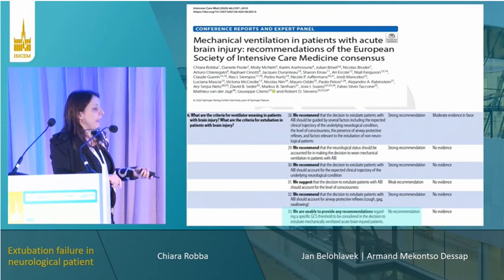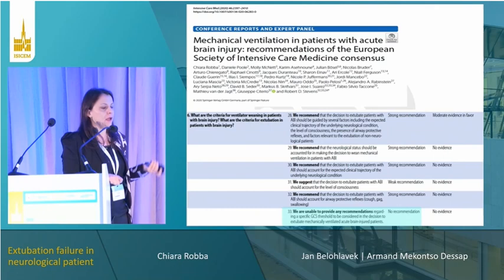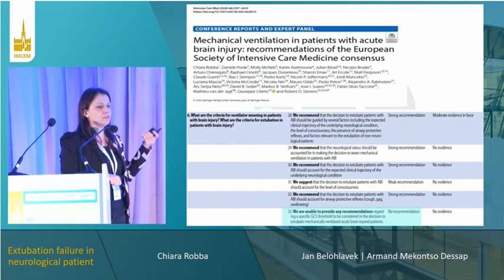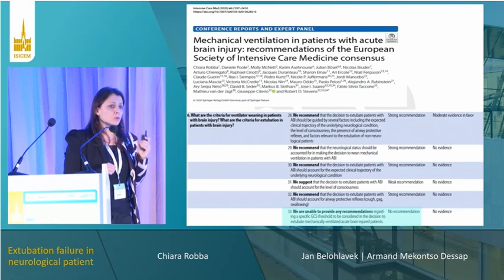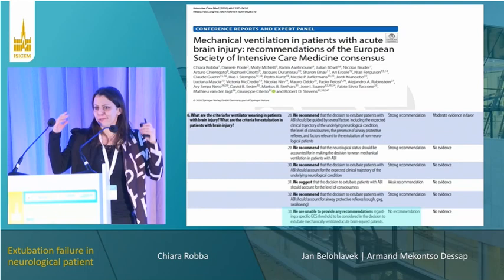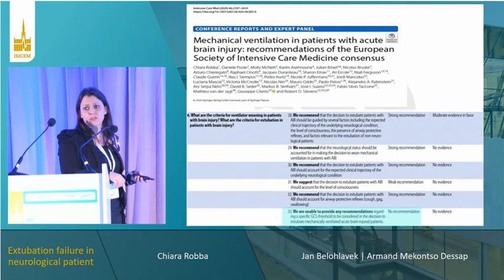And here what we said is that we have to be careful in brain injured patients because, of course, we recommend that the decision to extubate and wean a patient with brain injury needs to take into consideration the level of consciousness, the gag reflex, the ability to protect the airways. But at the end, we have to be fair because we are unable to provide a recommendation regarding the specific GCS. To us, there is not a magic number. So please keep this in mind because the 8 of GCS has always been a typical question of the examination of a medical student, but it's not like this. A patient with GCS of 9 can fail the extubation, and a patient with 7 of GCS can be successful.